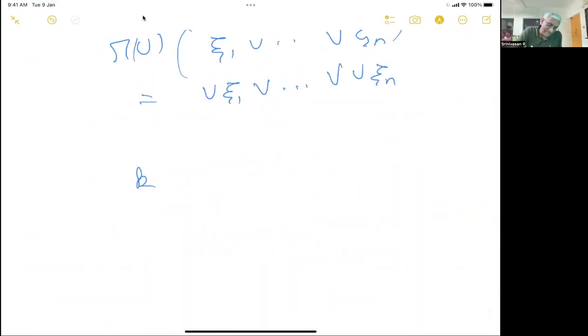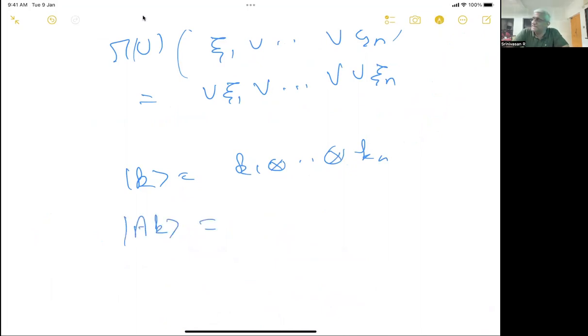K is a vector, which is k1 tensor up to kn. Now Ak is a vector which will permute these things, inside the tensors. Now this k is going to Ak. That is precisely gamma of A. What is gamma of A? Gamma of A acts on the n particle space. When you are given a unitary, you know how gamma of A acts.